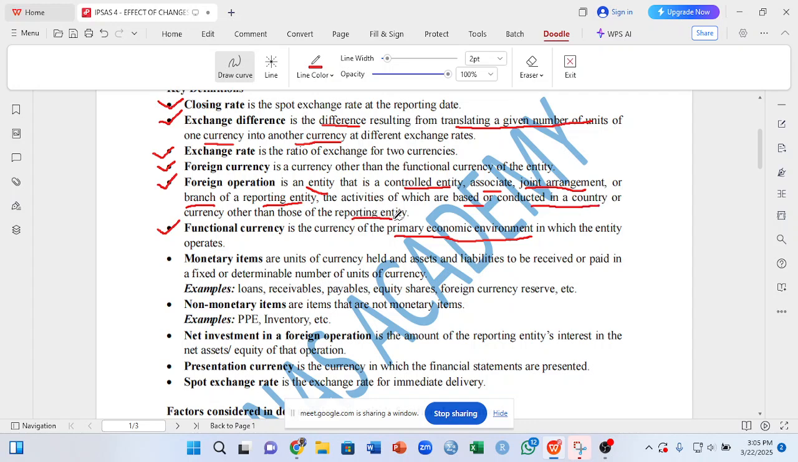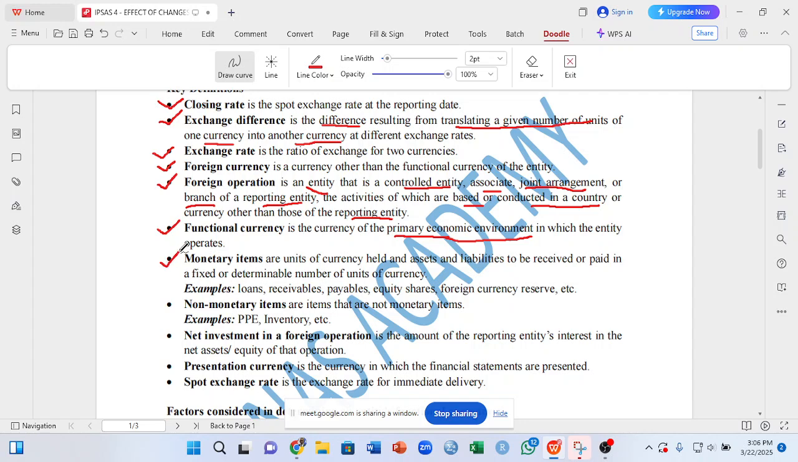So we may be having a reporting entity or a reporting firm, which may be in Ghana, but you may be having several branches, maybe across Africa or across the world. So these several branches you may be having will be classified as a foreign operation. Those who will be doing the CR will go much deeper into consolidation of foreign operations.